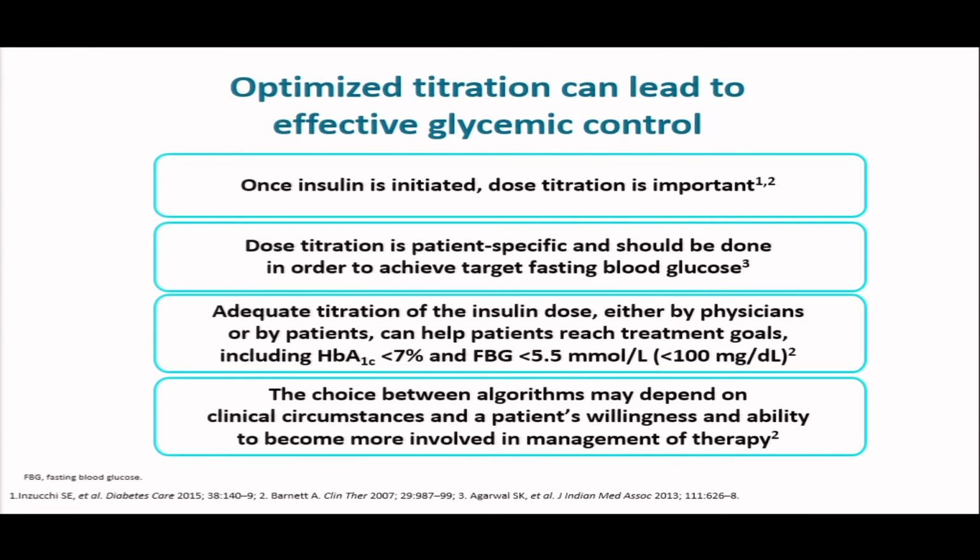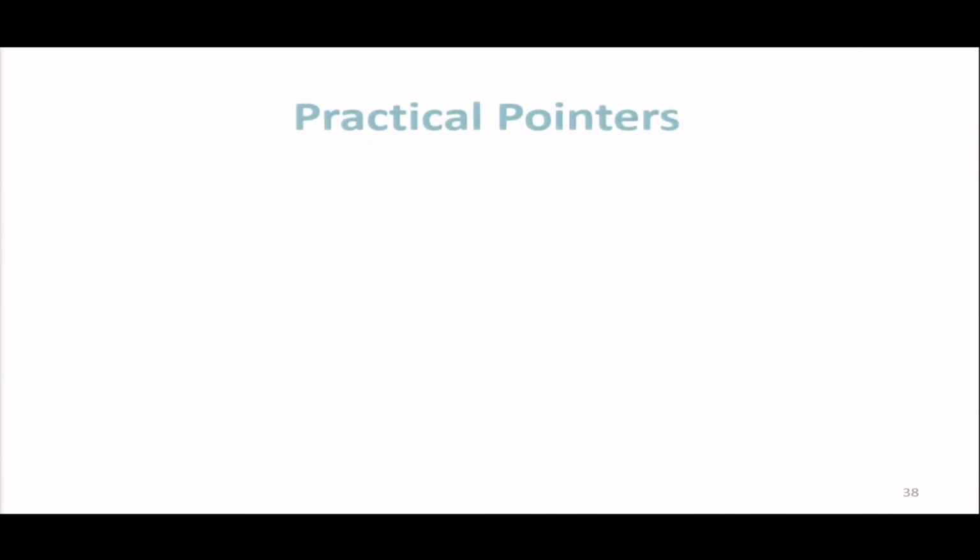Optimized titration can indeed lead to effective glycemic control. Initiation is only half the battle. Titration is the continuation of the war against dysregulated hyperglycemia. It is not enough to start insulin. We must continue to titrate it. And we do so again on an individual basis. Remember, medical organizations treat populations, we treat persons. Identify your patient as the unique entity that they are and treat to their own specific goal.